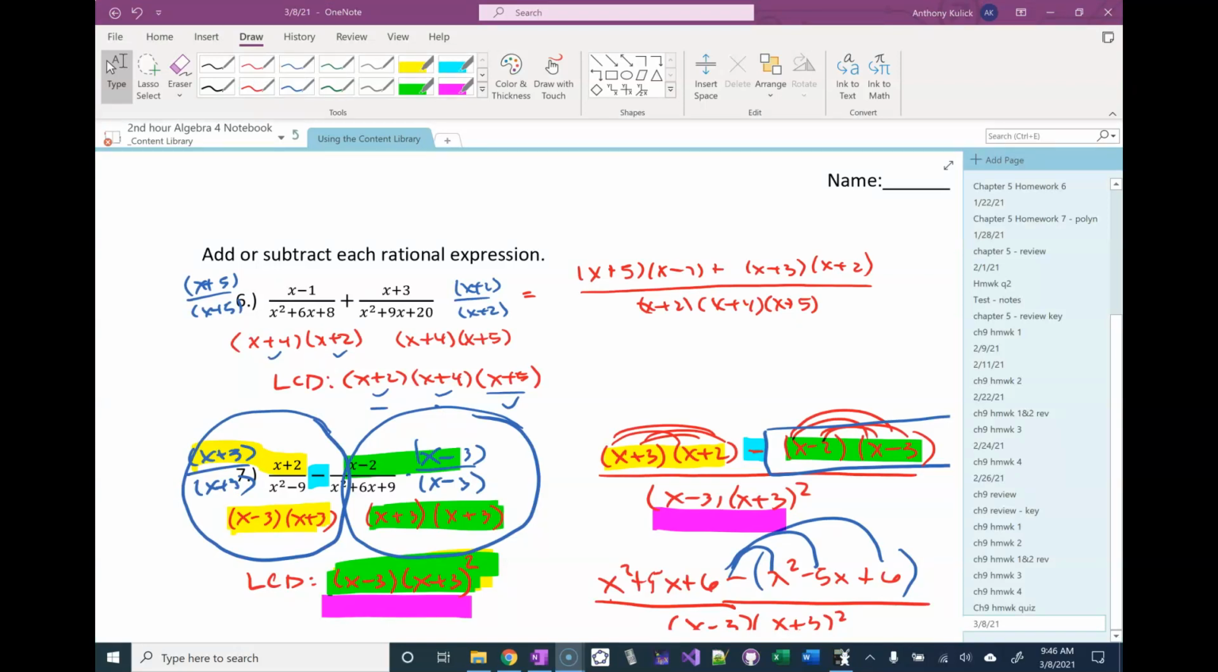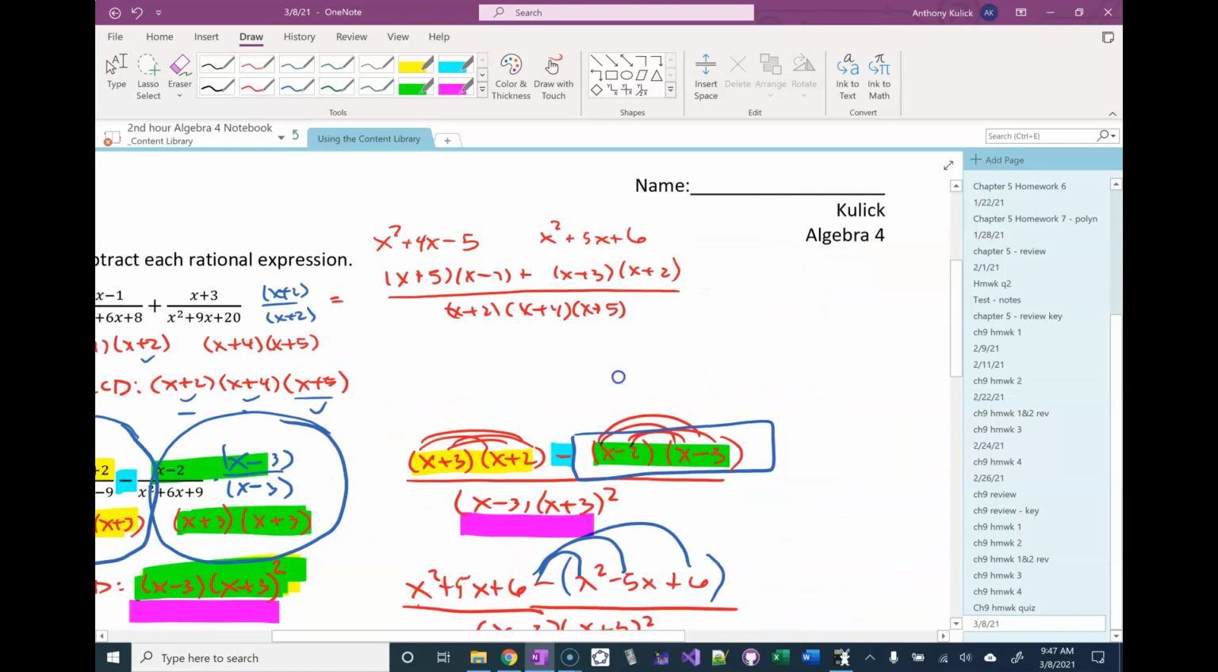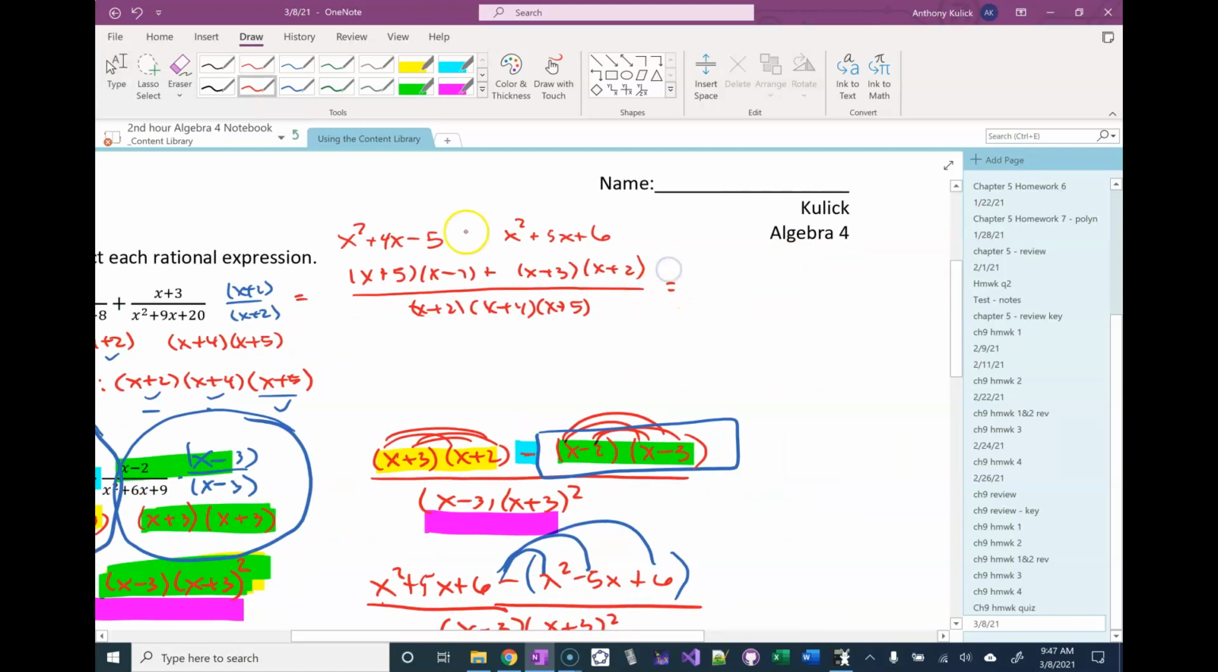And then I can just combine like terms because I still have that plus sign in the middle of them. So x squared plus x squared is 2x squared. 4x and 5x is 9x. And then negative 5 and positive 6 is 1. Is that okay there?